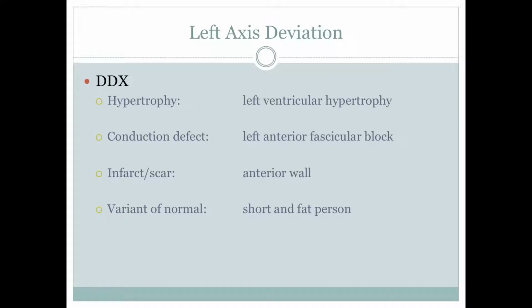So with hypertrophy, the main thing is left ventricular hypertrophy. And if you think about it, this makes intuitive sense. With more wall thickness in that left ventricle, there's going to be more area for the electrical signal to pass through the heart muscle, so it's going to push your axis more towards the left.